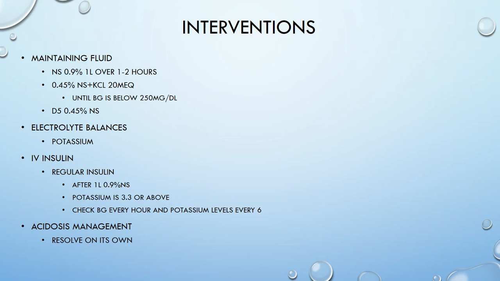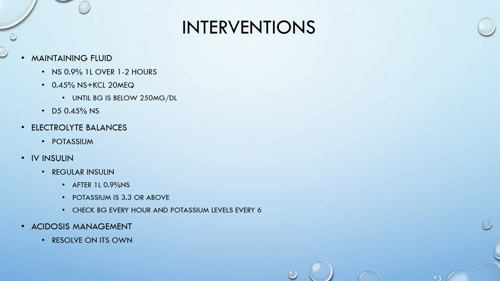Once they get to about 250, you're going to switch them from half normal saline with 20 of K to D5 half normal saline. Now, it seems kind of odd that you'd go from normal saline to something with dextrose in it. But the reason is because you want to hydrate them first, hydrate them in their cells second, and then continue hydrating them in their cells, but you don't want to keep dropping their blood sugar from, let's say, 800 down to 100. Their body can't react to that very quickly, so you just want to drop their blood sugar slowly but surely, and allow enough time for their body to react to that.